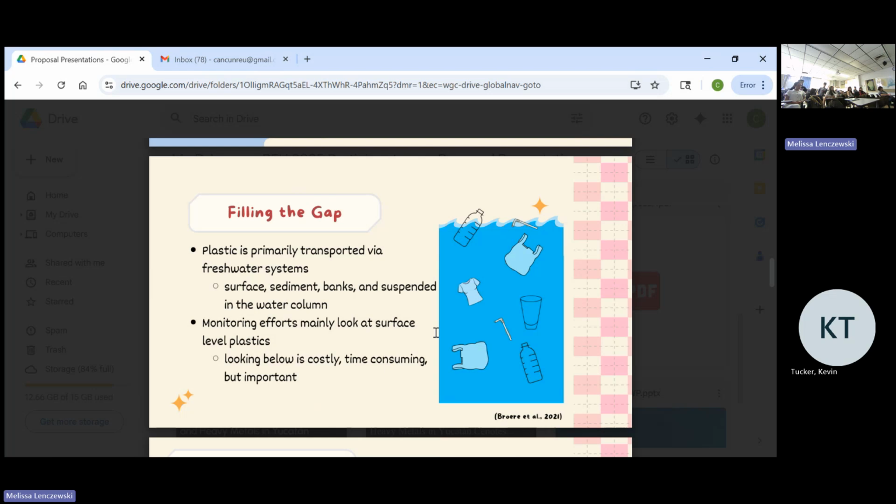Part of the reason why we don't look down is because it's costly, it's time consuming, it's really hard, it takes a lot of work. But it's still really, really important that we do this.